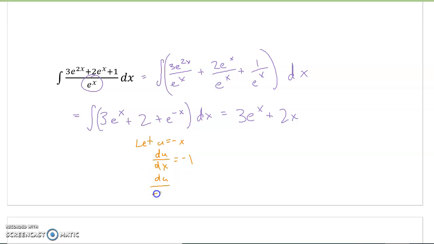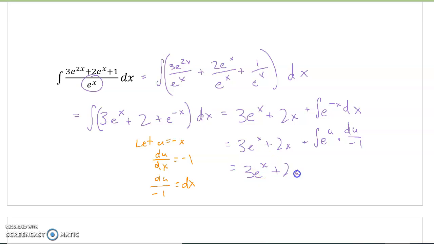So that means that du over negative 1 equals dx. So that means when I rewrite, I'll go ahead and rewrite this once, plus the integral of e to the negative x dx. So that means that when we do that sub, we get e to the u times du over negative 1. Well, that's just 3e to the x plus 2x. The negative 1 factors out, and then this integrates to e to the u, but u is negative x. And that's an acceptable final answer, but probably a more acceptable final answer would be to get rid of that fraction.